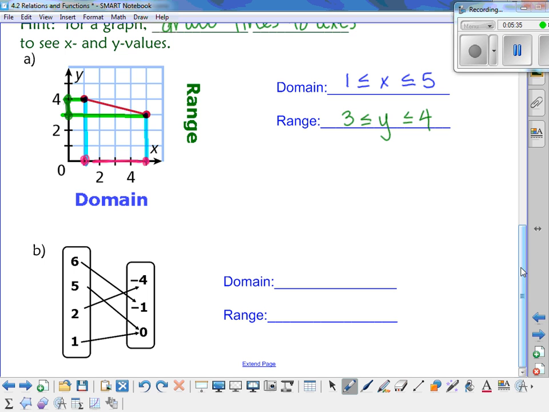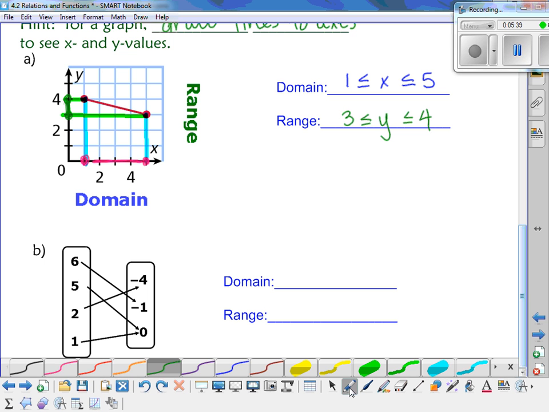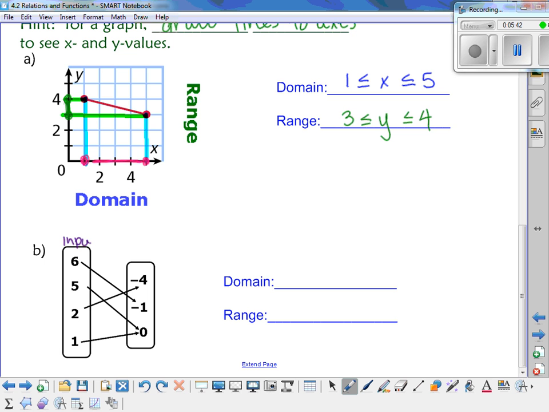Okay, if they give you a mapping, then it's really easy. You just have your input and your output. So your domain is the input. So 1, 2, 5, and 6 are the numbers that are on the domain. And then the output is -4, -1, and 0. Any questions? Yes. Y is what? Six gives an output of -1.